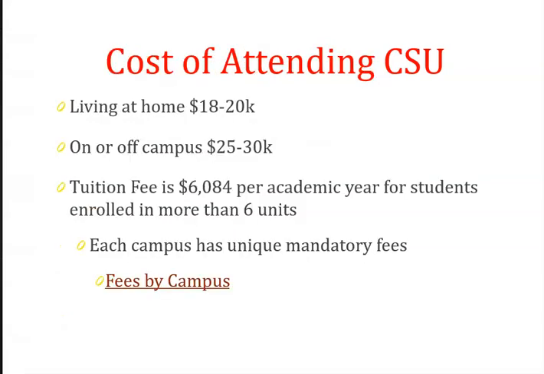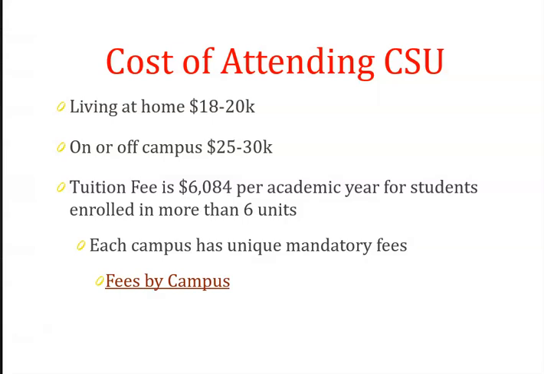All right, so the cost of attending the CSU. They say if you're living at home, it's between 18 to 20,000. If you're living on or off campus, 25 to 30,000. And the majority of this is your housing.